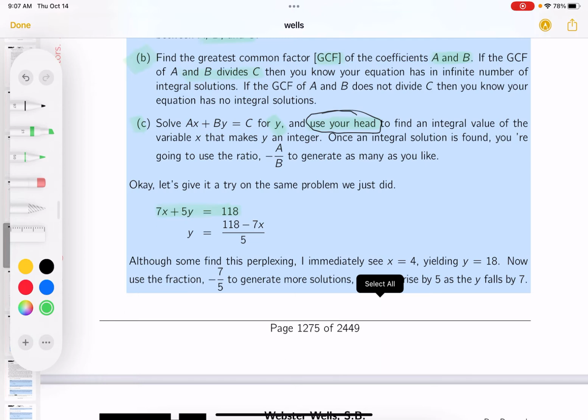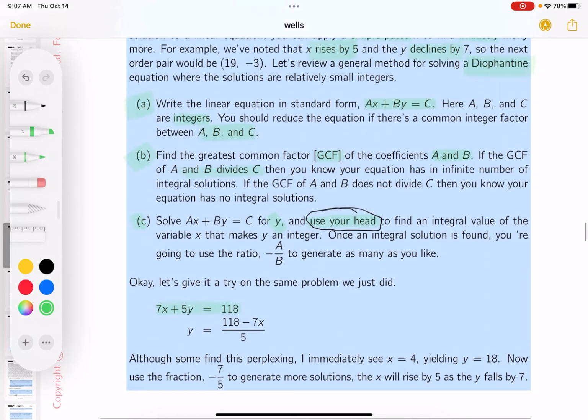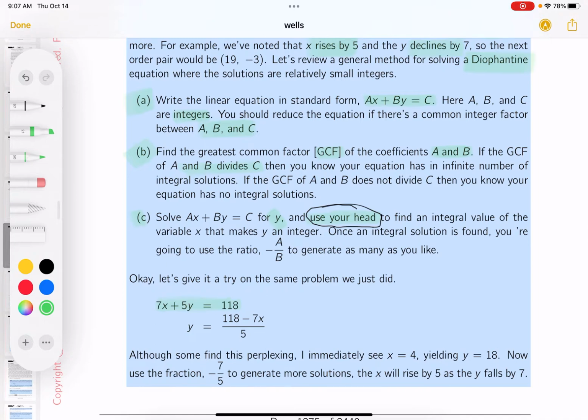So the first thing I want to do is just go back and read it, and make sure it's in that standard form. And the standard form is AX plus BY equals C. I definitely see that. Here, A and B and C are integers. I clearly see that. You should reduce the equation if there's common integer factors between A, B, and C. Well, I noticed that there are no common factors between 7, 5, and 118.